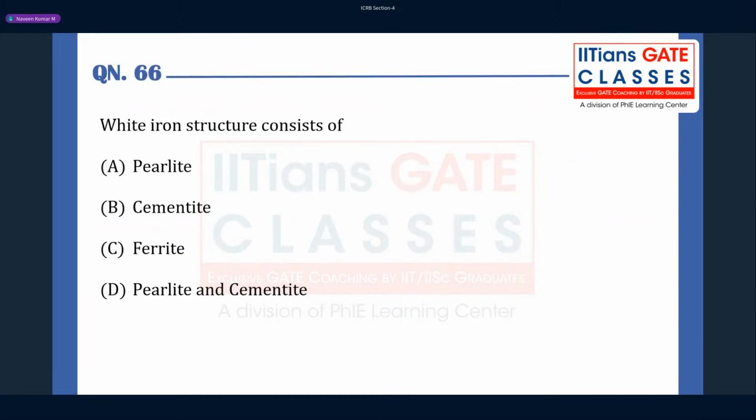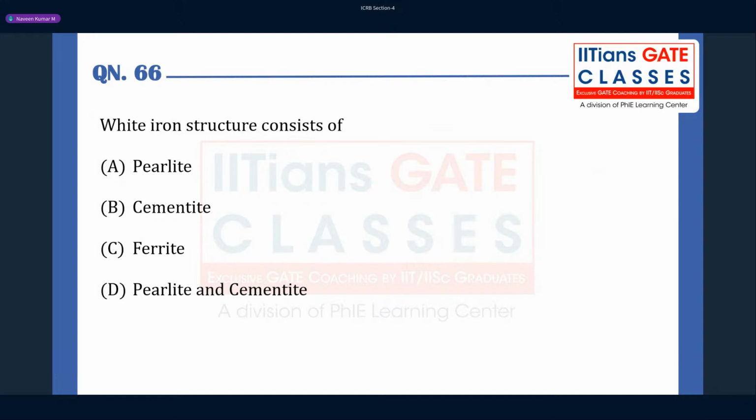Next. White iron structure consists of. We have discussed this white iron in one of our previous sessions, where they were asking about the variety of cast irons which has maximum hardness. We discussed malleable iron, gray iron, white iron in the previous session, please go and check. And we also discussed white iron is known for its hardness.